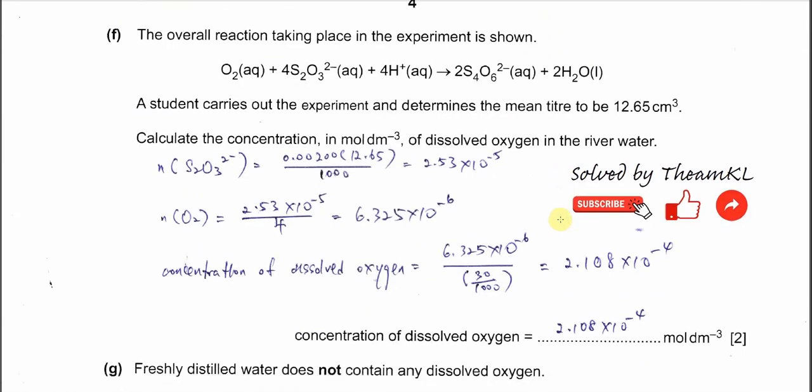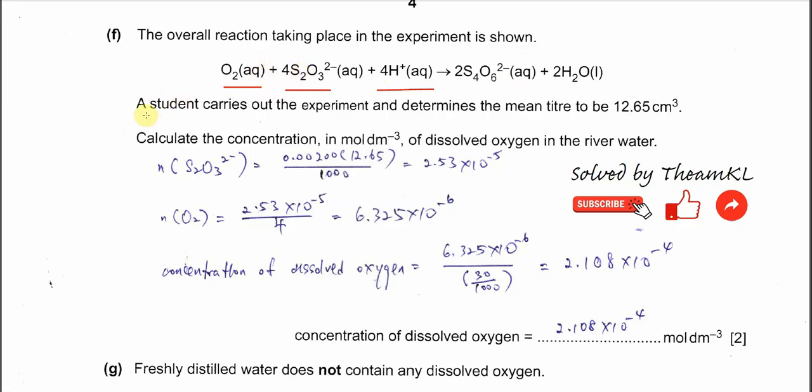Okay, part F. The overall reaction takes place following this equation. Oxygen reacts with the thiosulfate under acidic condition to form the products. So it means later in the calculation we need to use the mole ratio here.